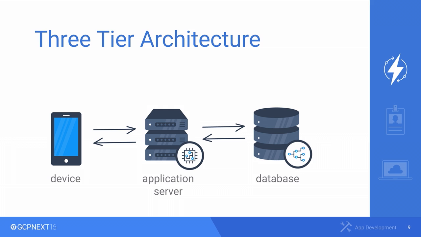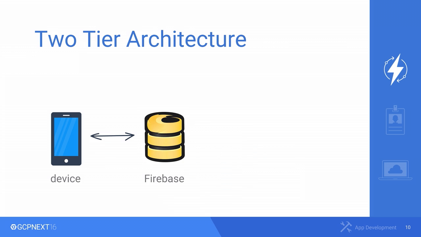With Firebase, the architecture is going to look a little different. With Firebase, we have a 2-tier architecture. So your device can talk directly to the Firebase database. And this simplifies development a lot. With this 2-tier architecture, development is much faster.